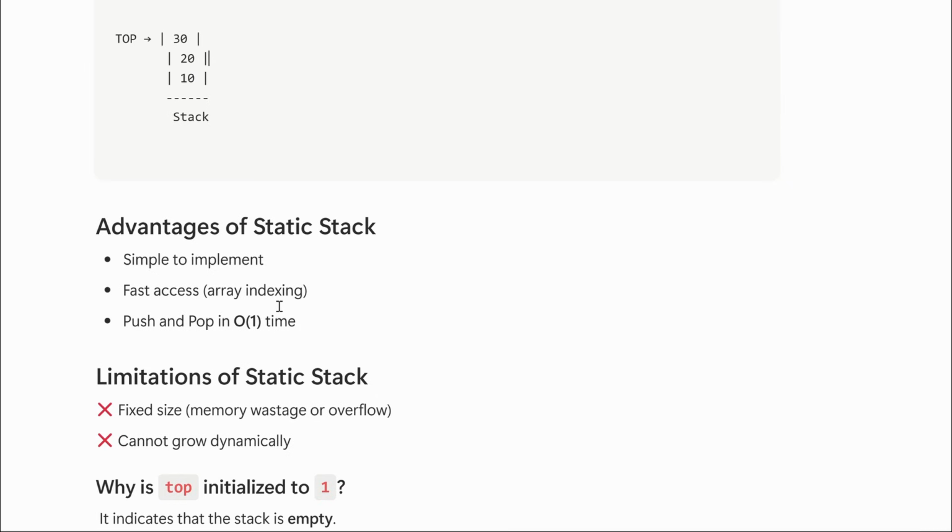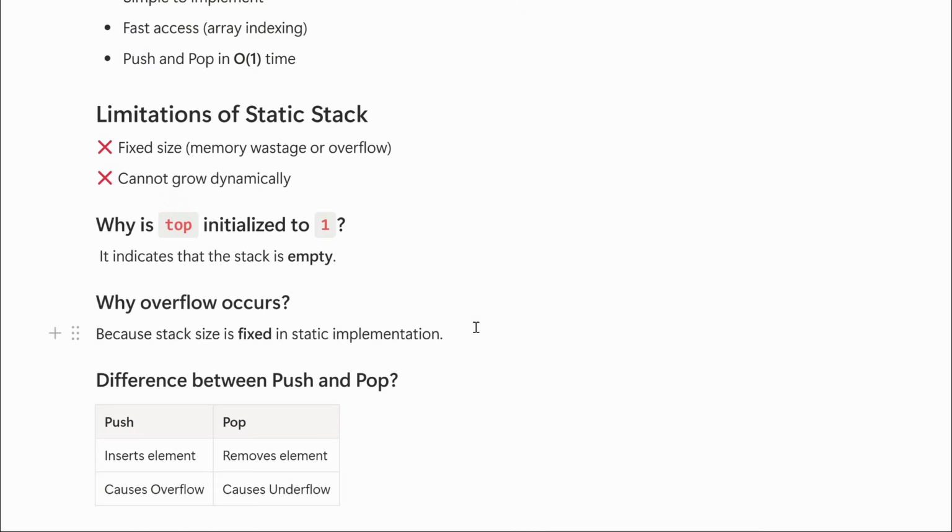What are the advantages and limitations? Advantages are simple implementation, fast access, push and pop are order of 1. Limitations are fixed size, overflow problem, memory wastage. Always remember, a stack is a linear data structure that follows LIFO principle, where insertion and deletion are performed at the top.